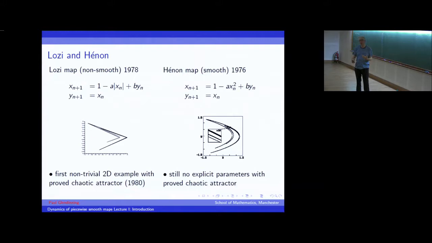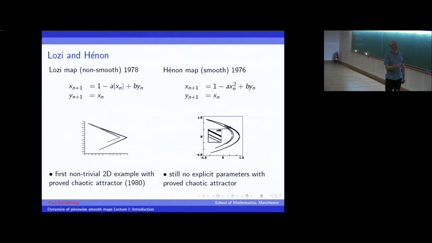And he very quickly realized that by adding, think of B as a small parameter here, a bit of Y, and Y_{n+1} I'm just going to say is X_n. So I'm coupling, now making a two-dimensional map, where this is basically B X_{n-1}. And when B is 0, it's just the unimodal map.